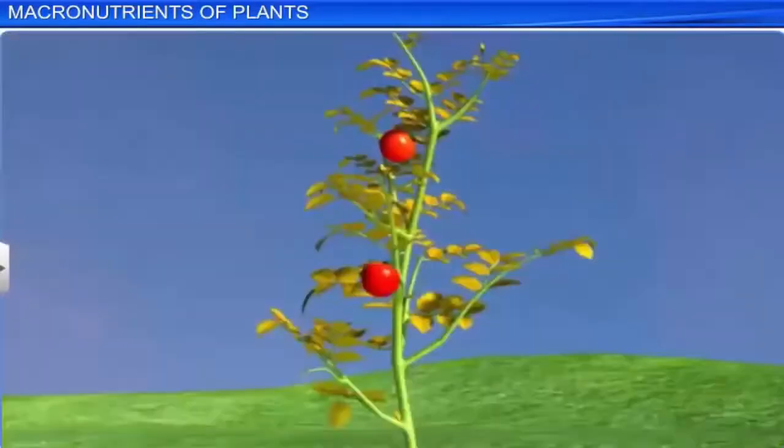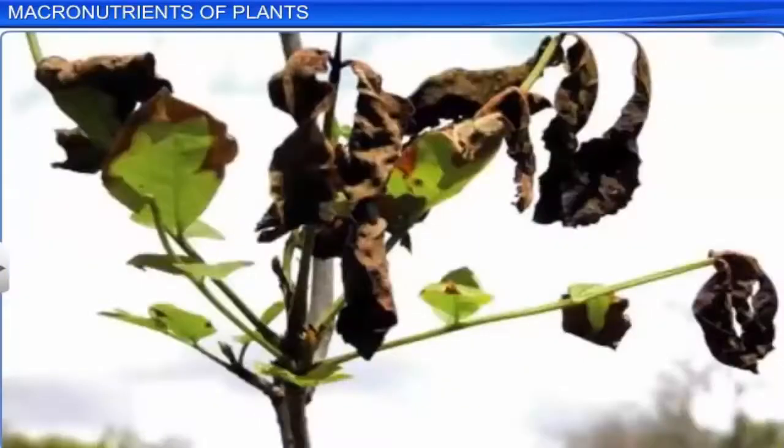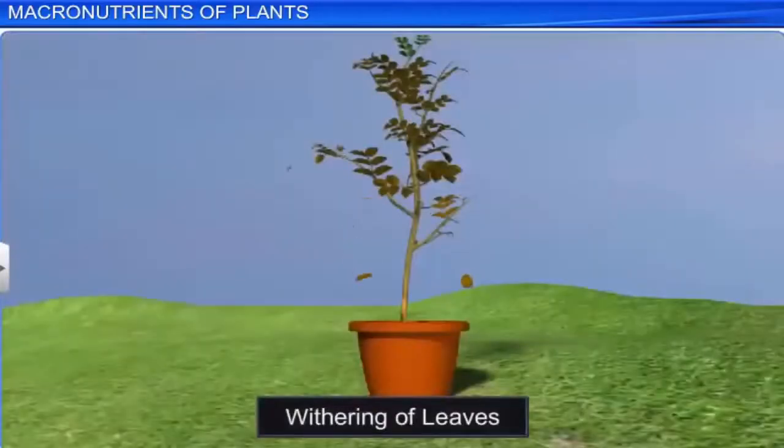The deficiency of magnesium leads to symptoms like chlorosis and necrosis. This leads to withering of leaves.